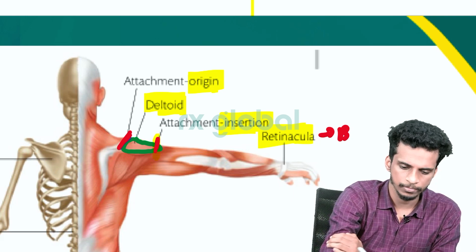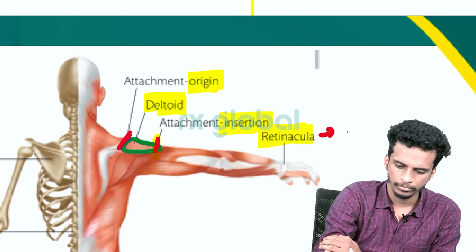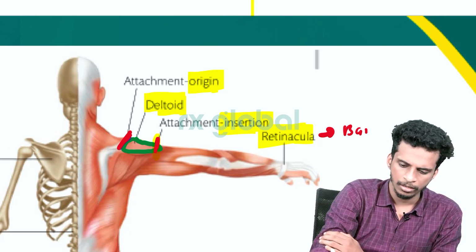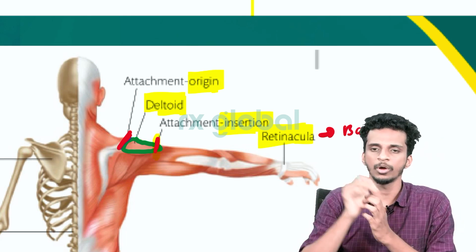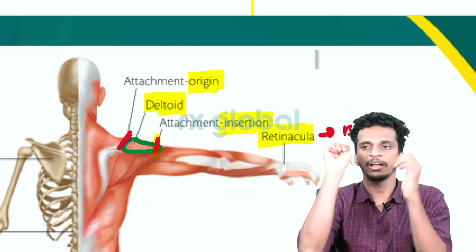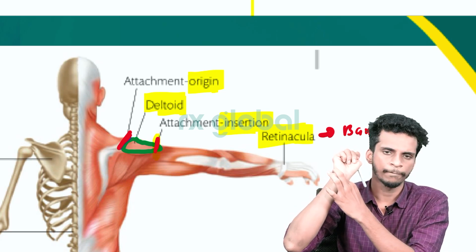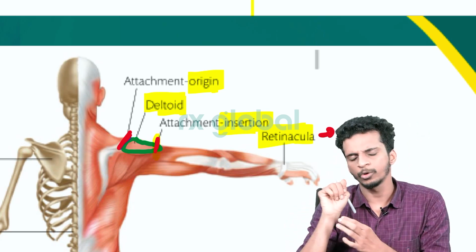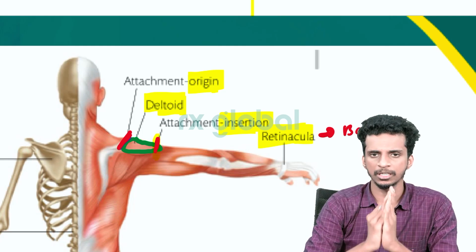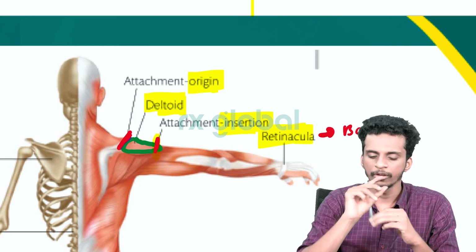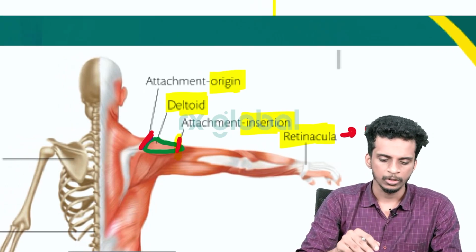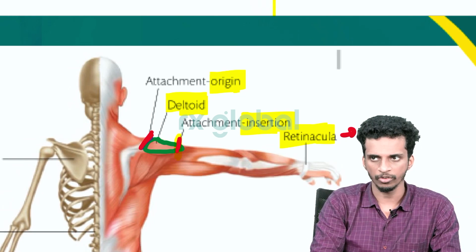It simply means band. You know what a band is, right? You have wristbands. So, corresponding to a wristband, we have retinacula here. That is called the flexor retinaculum. We will learn about it. But for the time being, just remember that there is a term called retinacula, which simply means band. So that's how the origin and insertion of a muscle is shown.